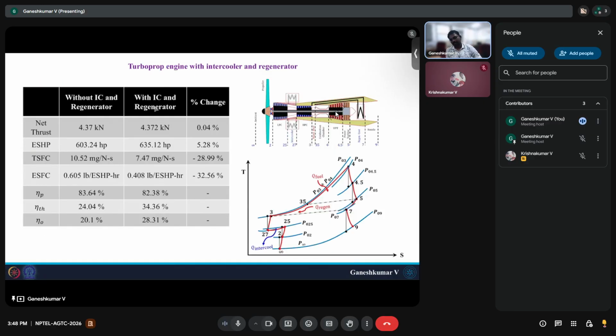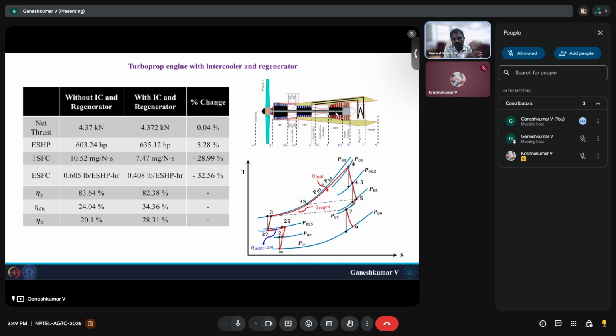So finally, here's the comparison. Without intercooler and regenerator, we get the thrust to be around 4.37 kilonewton. With intercooler and regenerator, we get the same thrust, not much of a difference between 4.37 and 4.372. But where the difference is, like in the horsepower, there's a difference, and the specific fuel consumption has reduced, both equivalent specific fuel consumption and thrust specific fuel consumption. The propulsive efficiency is almost the same. The thermal efficiency has improved a lot, and therefore your overall efficiency has improved a lot. Okay, so this is the benefit of having an intercooler and regenerator.